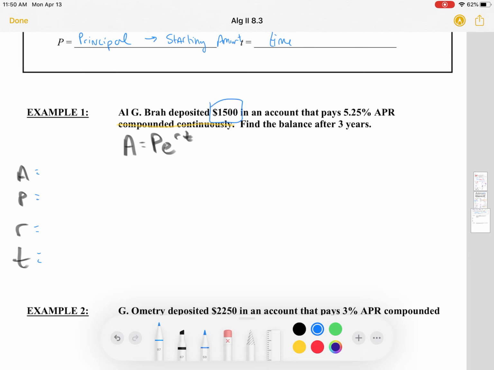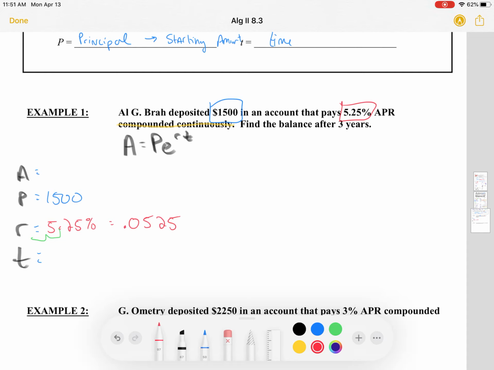So he deposits $1,500. If he deposits, that's the principal, $1,500. An account that pays 5.25% APR, so that is going to be our rate. But again, we can't write it as 5.25%. 5.25% is equal to, move the decimal over 2 spots, we should get 0.0525 for our R value.